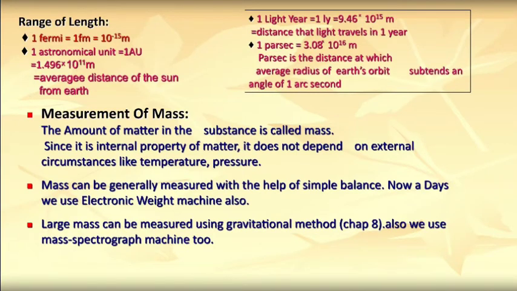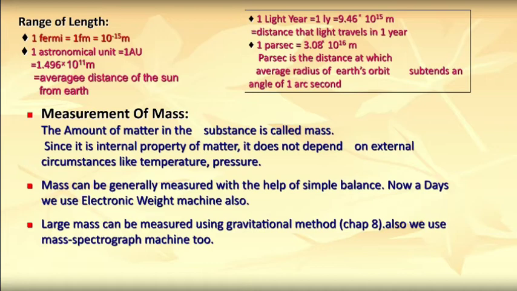The smallest unit of length taken is the 1 Fermi, which is equal to 10 raised to minus 15 meter. 1 astronomical unit is a bigger unit, and it is equal to 1.496 into 10 raised to 11 meter. The 1 astronomical unit is known as the average distance of the Sun from the Earth. In the same way, we take a very large unit, that is the 1 light year.